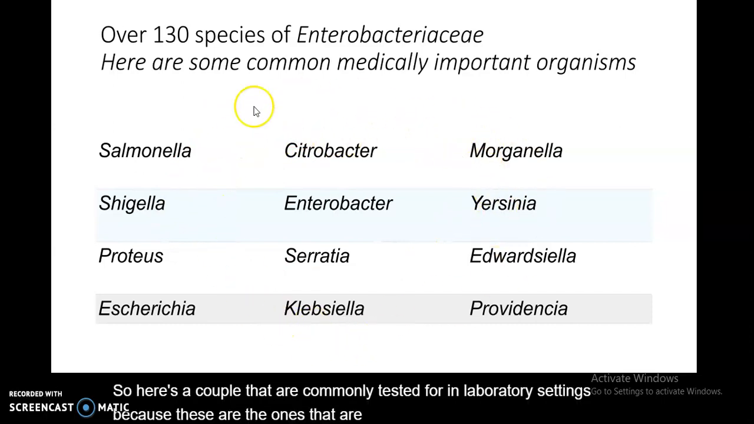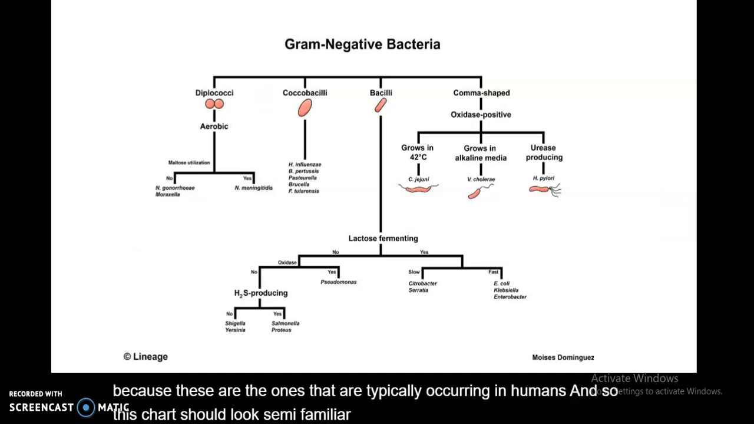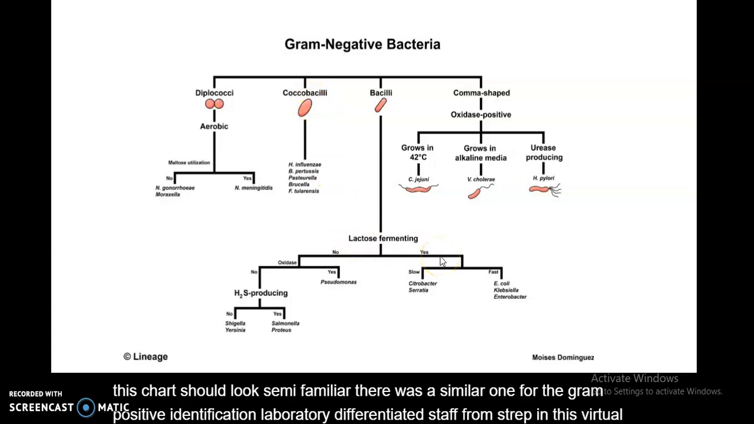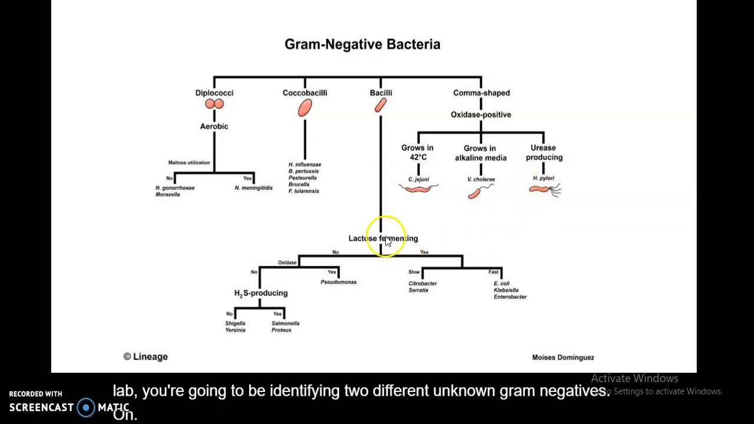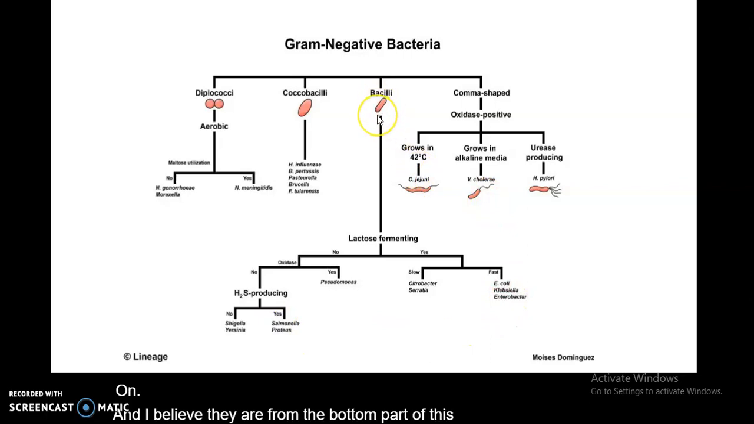typically occurring in humans. And so this chart should look semi-familiar. There was a similar one for the gram-positive identification lab where you differentiated staph from strep. In this virtual lab, you're going to be identifying two different unknown gram-negatives. And I believe they are from the bottom part of this chart. Okay, so the gram-negative bacilli.